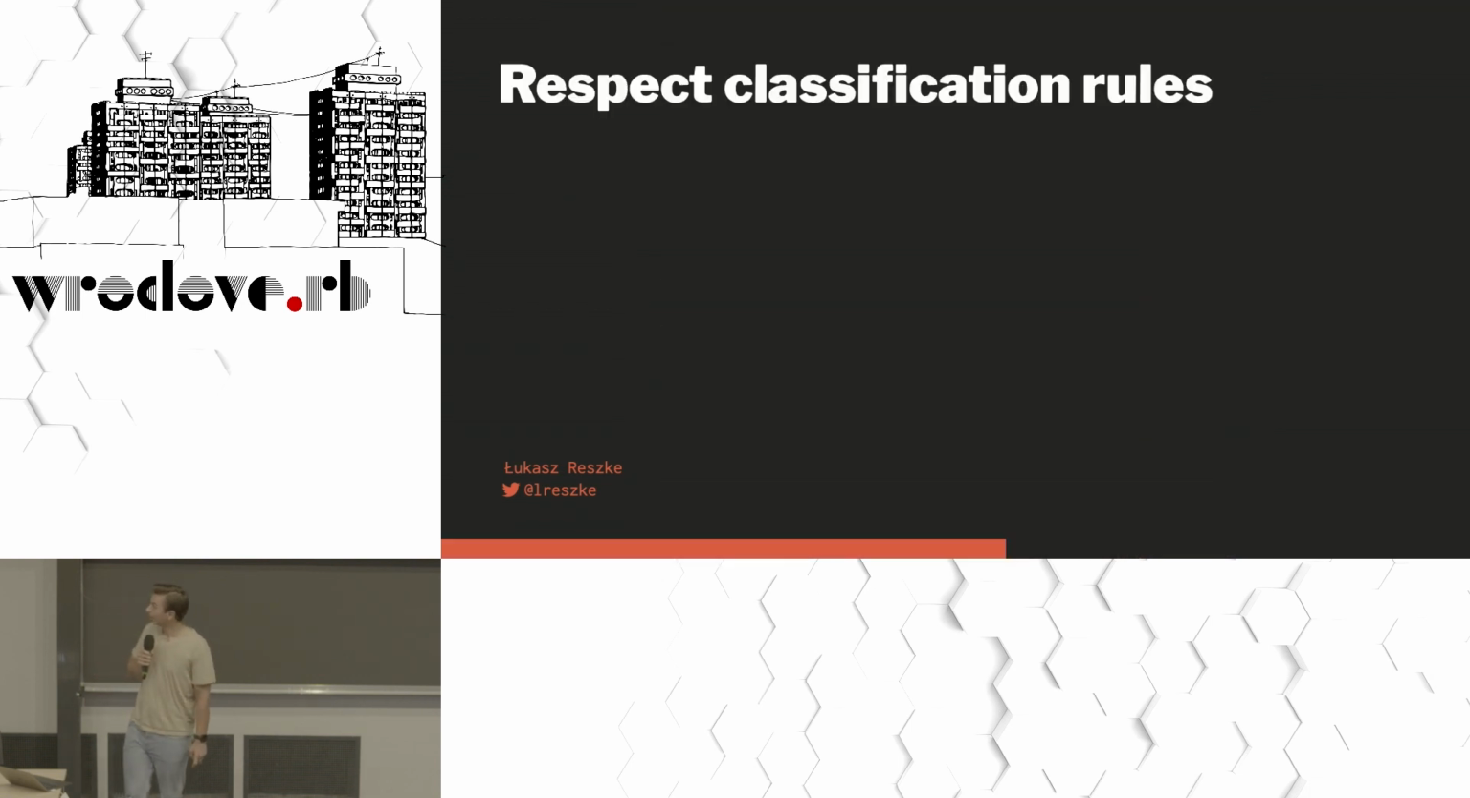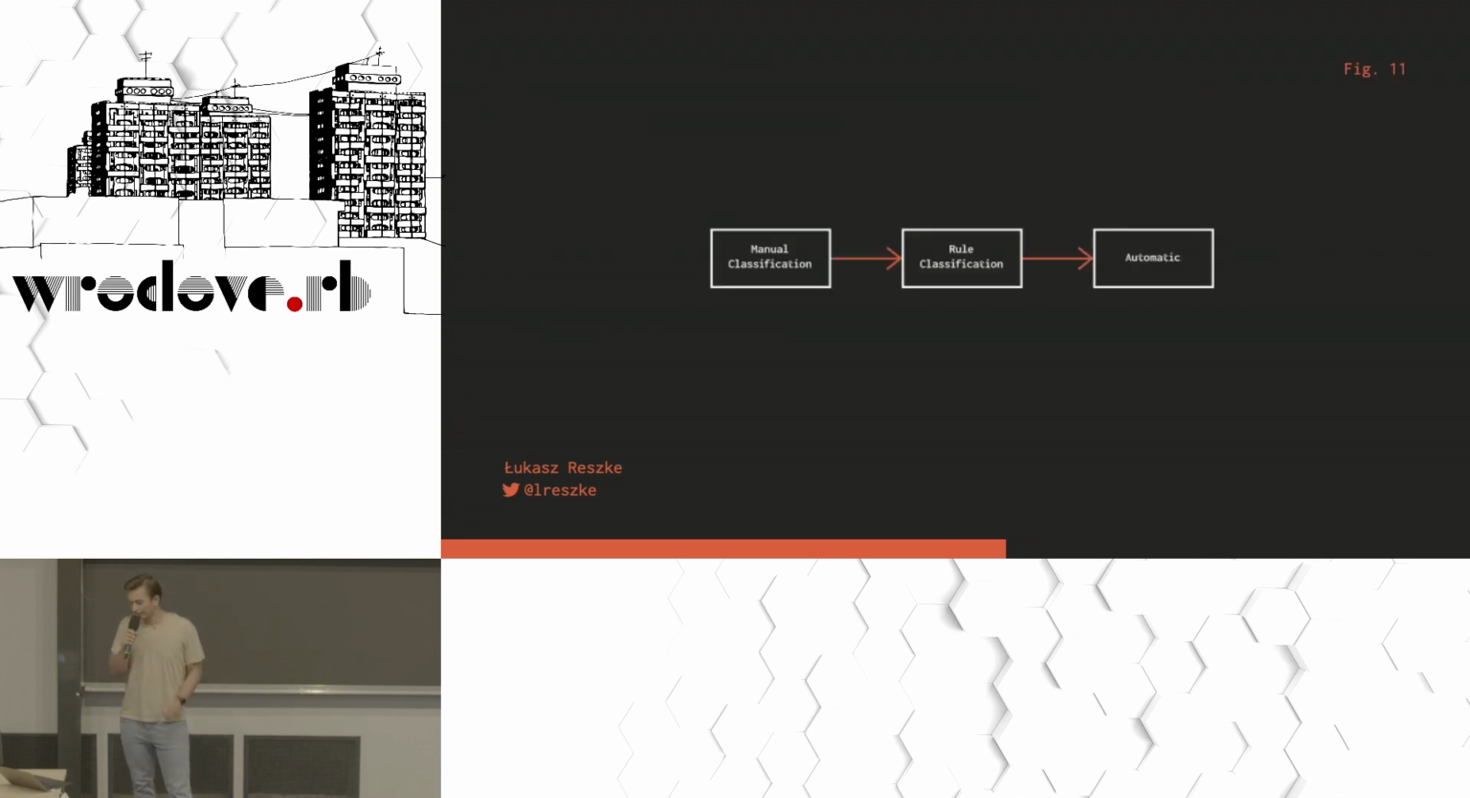But anyway, the project. The project was about respecting classification rules. So I told you we can classify transactions, right? And once we classify one, the algorithm will learn based on that knowledge, and it will automatically classify others, and so on. Let's focus on 3 classification methods. One is manual classification. This is the one that I showed you on the previous slide.